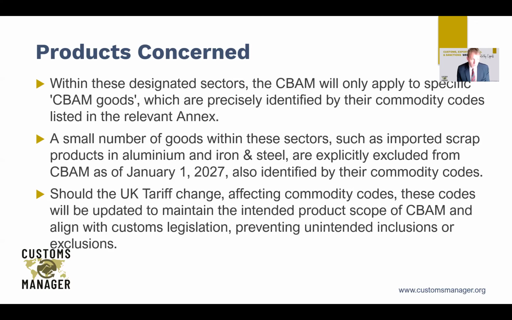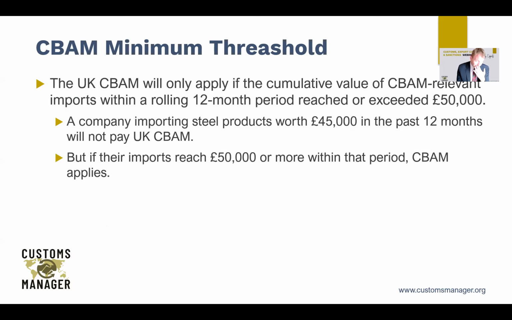And also, we know that the UK tariff changes, and that affects commodity codes. And therefore, it could also be that the CBAM obligation is affected. So there needs to be alignment between the UK tariff and the CBAM regulation. So we will see that. And that will make sure that we are not seeing unintended inclusions or exclusions. So dynamic alignment, I guess you could call it.